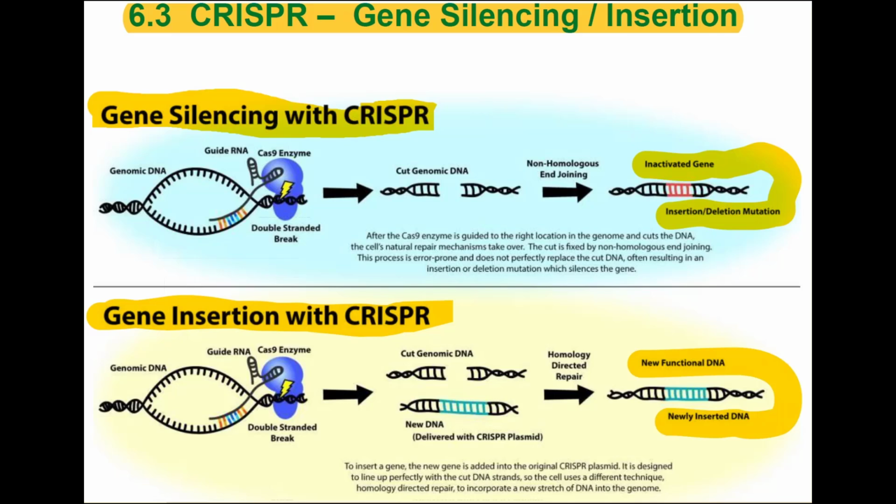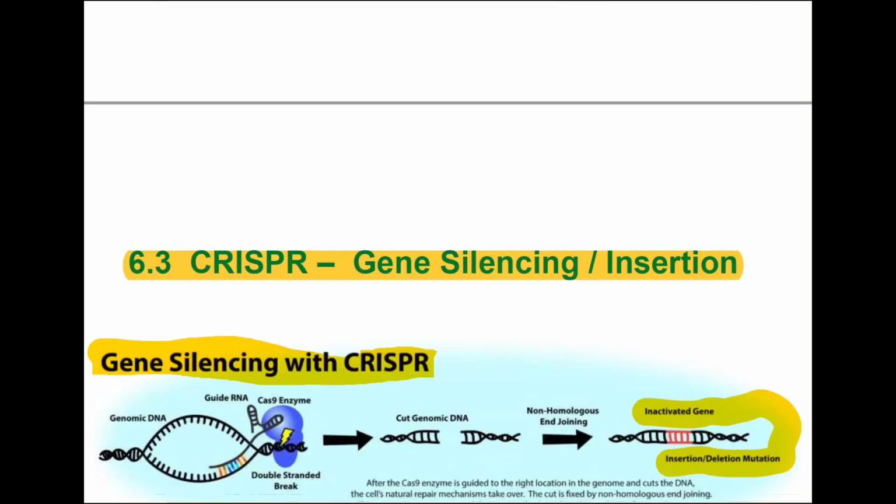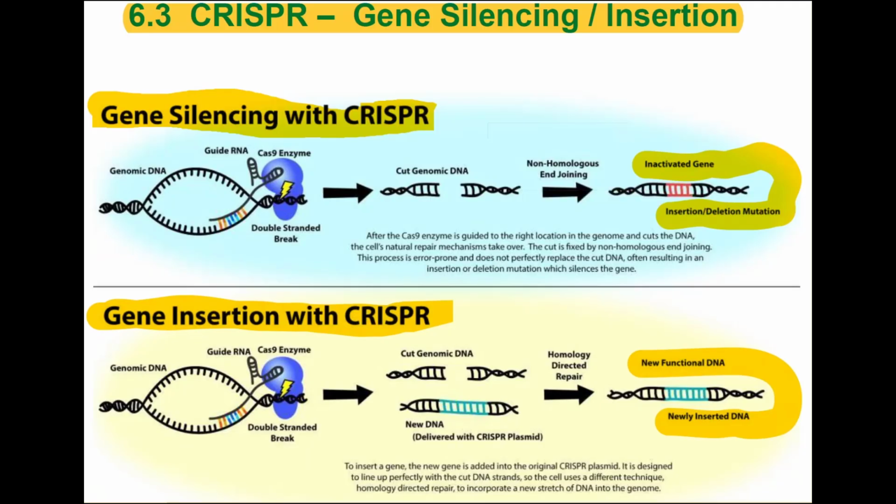Altered promoter sequences control the number of locules or seed compartments and fruit size. These are not GMO since you haven't inserted anything. All you're doing is silencing given genes during development. This is gene silencing. Remember, CRISPR is this guide RNA, which is the short little piece. It's about 21 nucleotides long. And Cas9 is this nuclease that cuts. So it cuts genomic DNA. Through non-homologous end joining, a piece is either missing or can be inserted. So CRISPR can do both, deletions and insertions of genomic DNA.